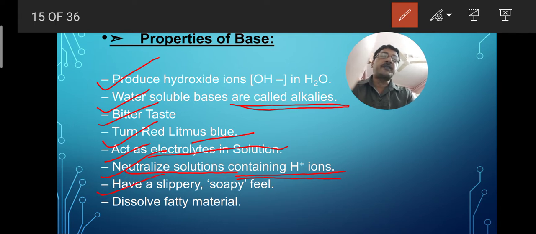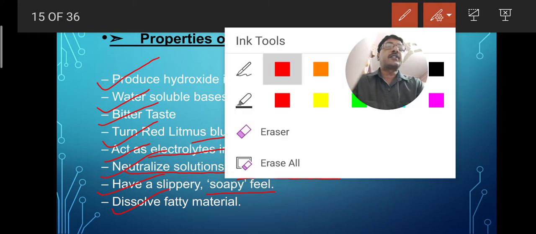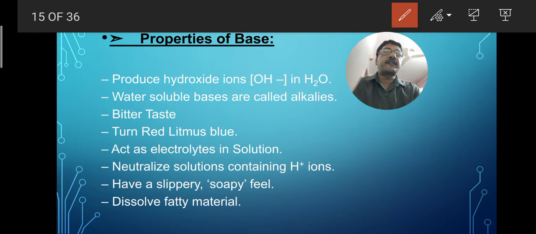Next property is they are slippery in the touch. Whenever you take the base in between your finger, that is index finger and the thumb, and rub it, you will find it is slippery in the touch. It is also giving a soapy feeling. Another is they dissolve the fatty material. Any fatty material which is known to us, if you take and dissolve in the bases, it can be dissolved easily. That is the properties of the bases.